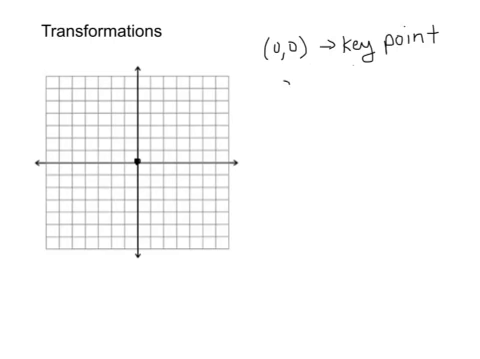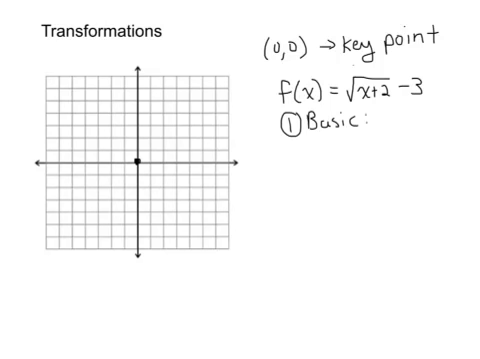Suppose that I give you the function f of x is equal to the square root of x plus 2, and then minus 3. When we first look at this particular function, the first thing you want to take a look at is what is the basic function. So the basic function that we are looking at in this particular function f of x is the square root function.